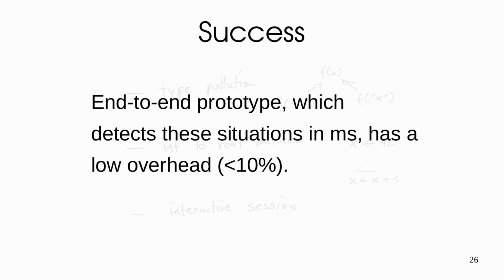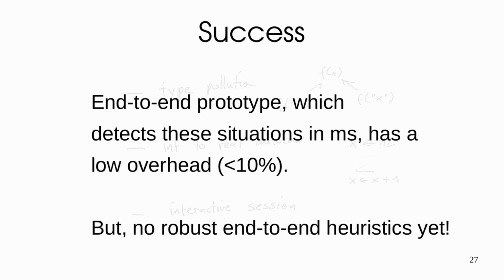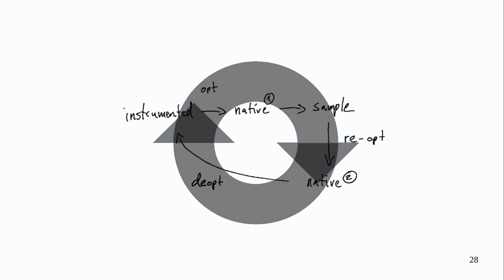What we didn't address yet is robust end-to-end heuristics. By that, I mean, if we consider this example from this diagram from before, then when we re-optimize and the sampled information was wrong, we will de-optimize, and this can just happen all over again in a loop, and we should really detect these situations and have some heuristics that allow us to bail out in this case, and we didn't look into this yet.